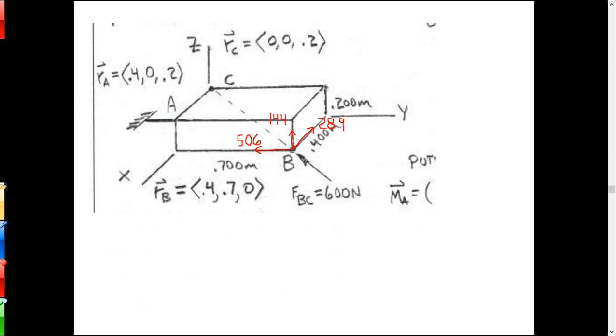But let's get the moment of the force when it's placed at B about point A. Okay, so let's get some components going here. Let's get X and Y and Z. All right, let's start with that 144. What will that 144 do? What kind of moment will it cause about point A? I think that'll be an X, yeah, because that's going to come on up and over.